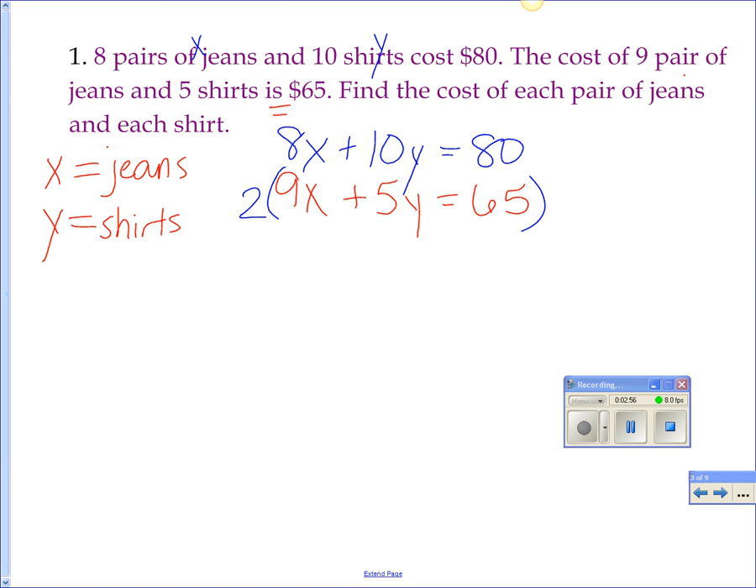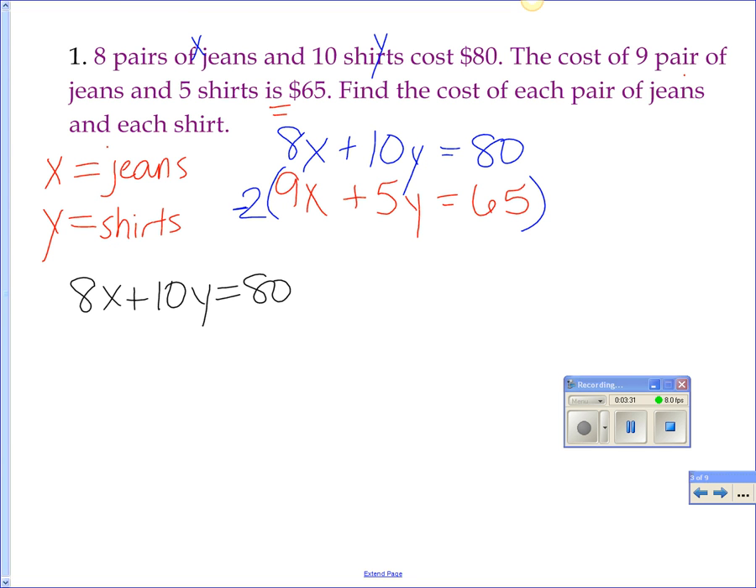And then I'm going to think about my signs. So this is positive 10. The only way to cancel out with positive 10 is to have a negative. Well, this is positive 5. To make it negative, I have to multiply by negative 2. This top one is going to stay the same, so I'm going to just write it right here. This bottom one, I have to multiply by negative 2, right?